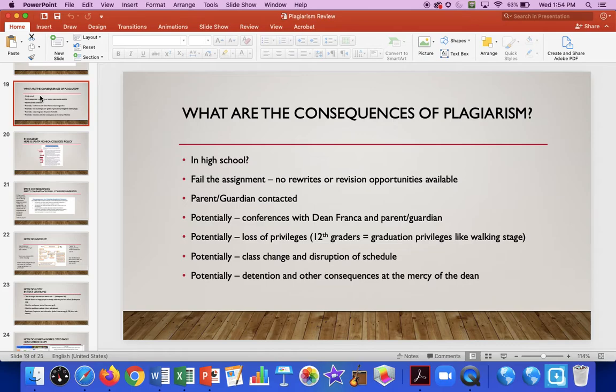It could potentially result in a class change and a disruption of your schedule. If you are being really combative about the plagiarism, if you're fighting with your teacher about it, if you are really just denying that this is happening, if you're doing it repeatedly, it could come down to opting to change you to another class, which could mess up your whole schedule. Potentially, it could mean detention and other consequences at the mercy of the dean. Again, it would have to escalate pretty far for it to become a disciplinary matter. However, it could get there.